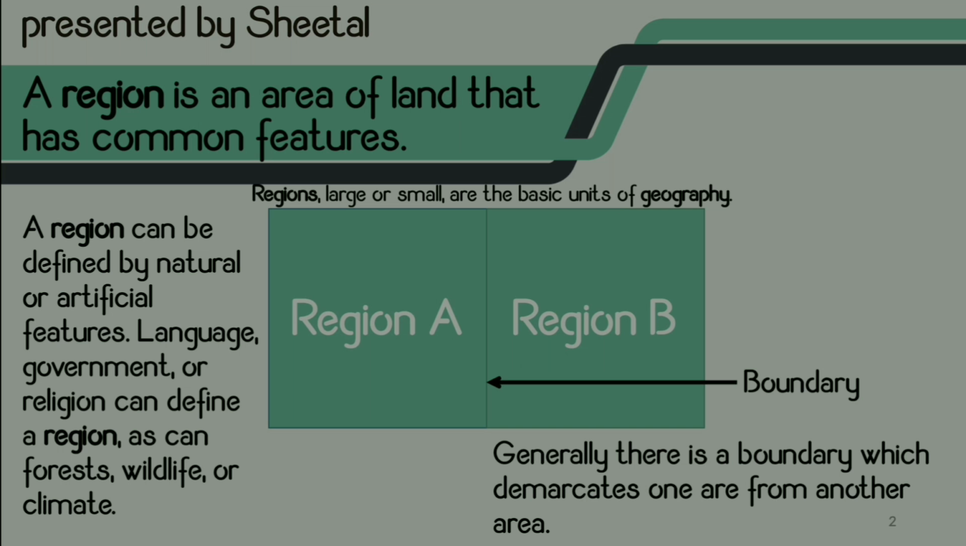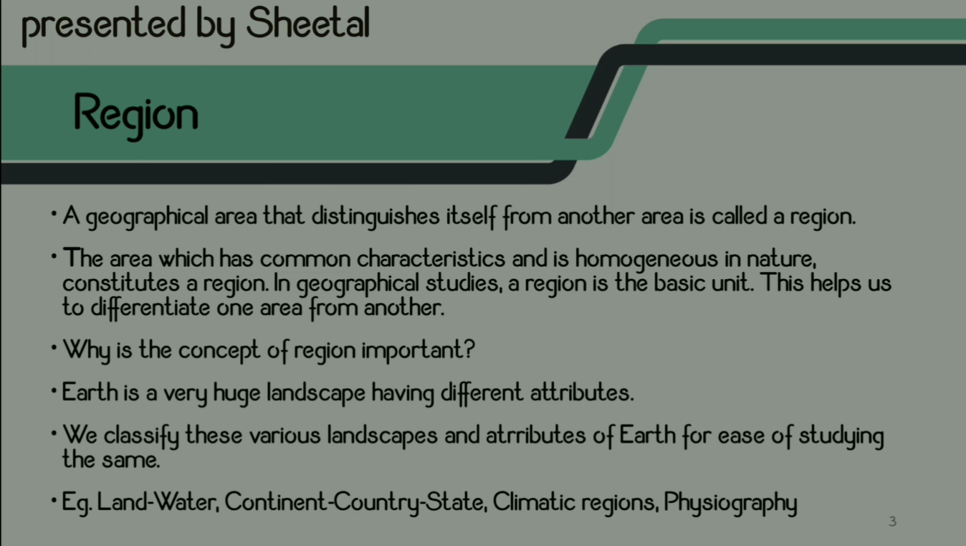Generally there is a boundary which demarcates one region from another region. You can see in the figure there is region A and region B, and in between there is a boundary. A boundary is always used so that we can understand in which region we are currently present. A geographical area that distinguishes itself from other areas is called a region. One region has some different qualities, the other region has some different qualities, so by that we can distinguish one place from another place.